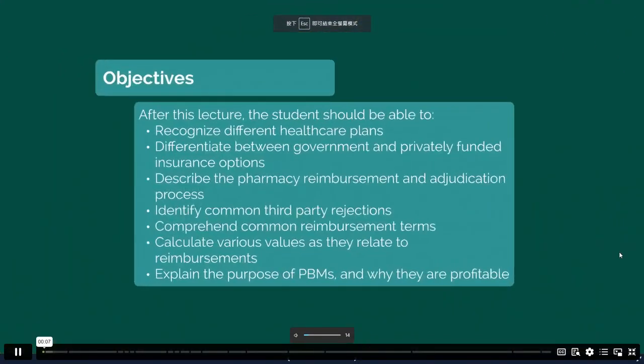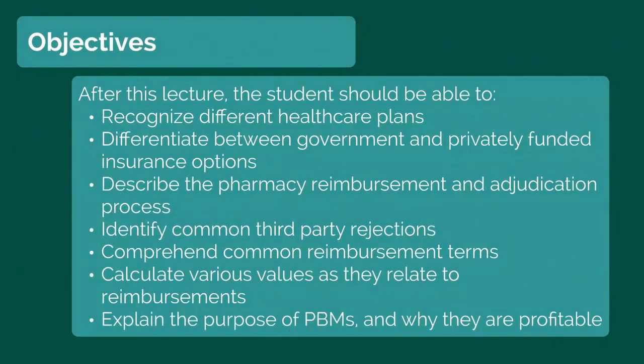After this lecture, you should be able to recognize the different healthcare plans, differentiate between government and privately funded insurance options, describe the pharmacy reimbursement and adjudication process, identify common third-party rejections, comprehend common reimbursement terms, calculate various values as they relate to reimbursements, and explain the purpose of PBMs and why they are profitable.